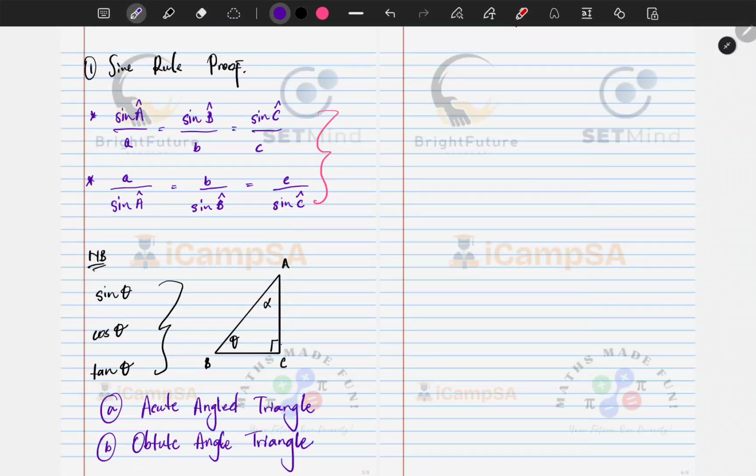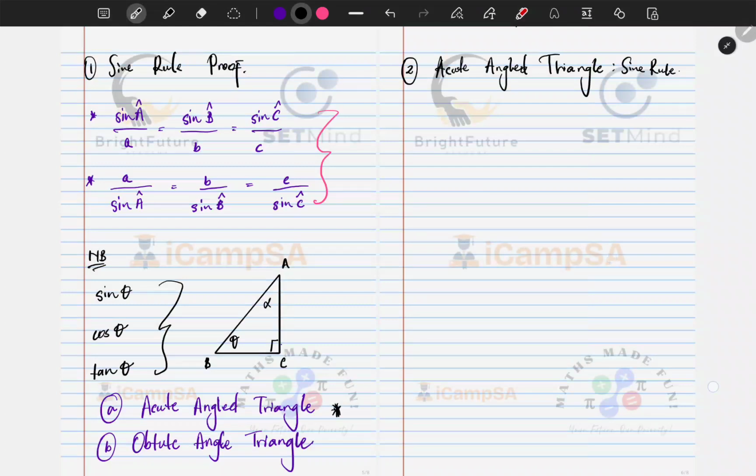Great. So I'm going to start with the sine rule for the acute-angled triangle. I'm going to call this one 2. So it's the acute-angled triangle sine rule proof. We are still doing your sine rule, so we are proving it.